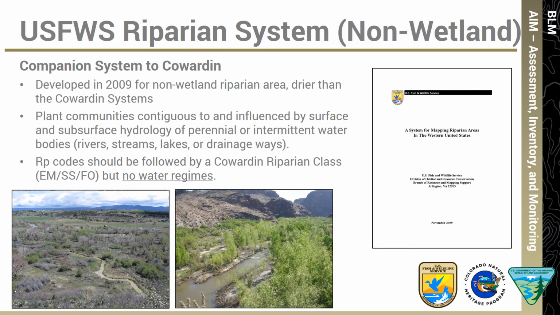This last slide in the Part 1 presentation explains the U.S. Fish and Wildlife Service riparian classification, which is a supplement to the standard Cowardin classification. The riparian classification was developed in 2009 for non-wetland areas that are drier than the Cowardin systems.